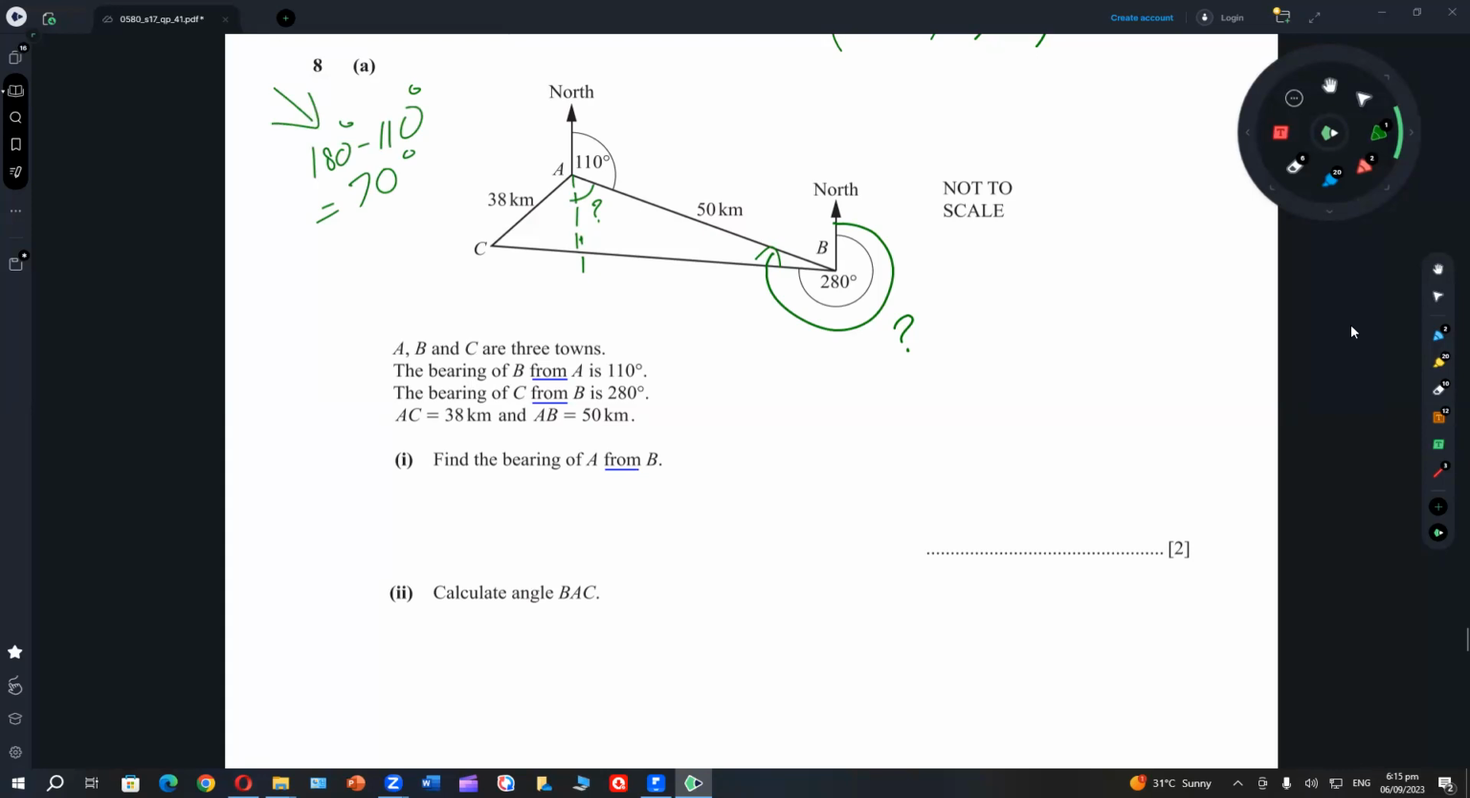Look at the screen. How much is it? I made an arrow for you also. 70. 77. Yes.